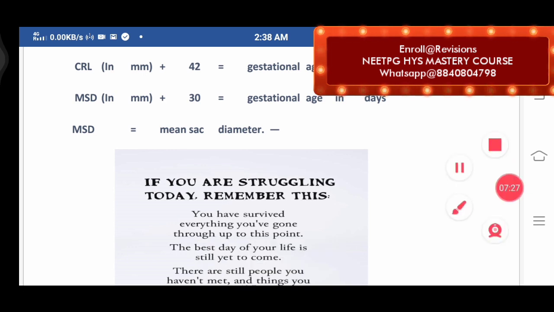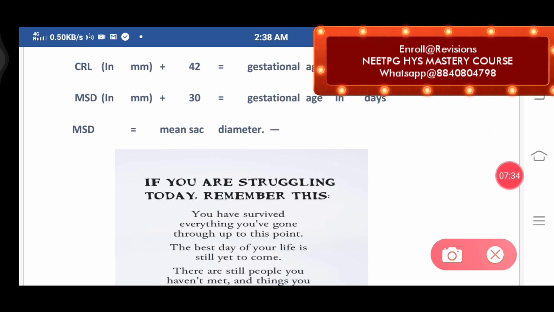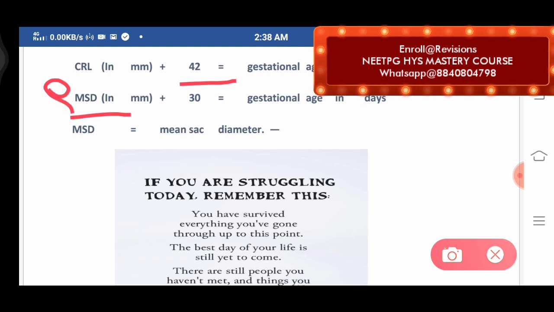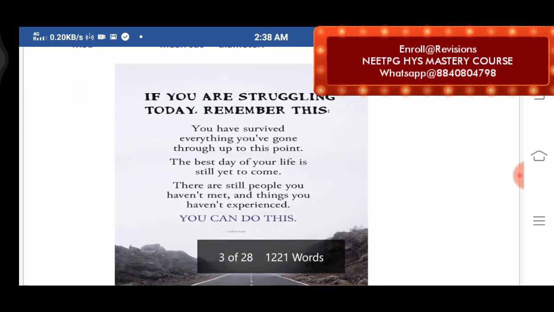Now there are basically three formulas you need to remember. So that was in weeks. Now if they have asked in days, it will be 42, and this is for the mean sac diameter, if they give the mean sac diameter, because they are asking. So you should anticipate some more future questions. So this was all about this small topic.